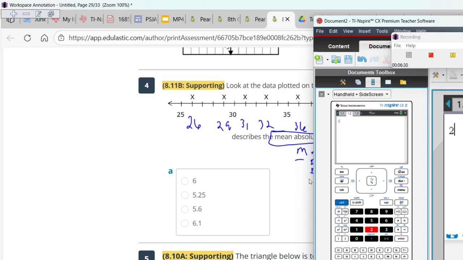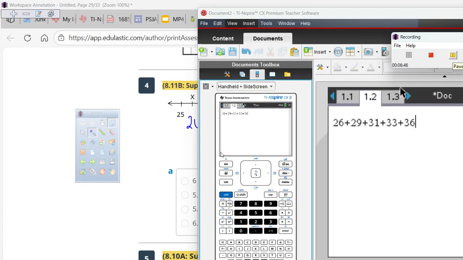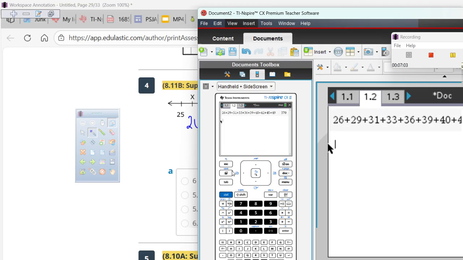Okay, the first number should be 26 plus 29 plus 31 plus 33 plus 36 plus 39 plus 40 plus 42 plus 45 plus 49, and then we're going to divide all of that by 1, 2, 3, 4, 5, 6, 7, 8, 9, 10. Oops, divided by 10.